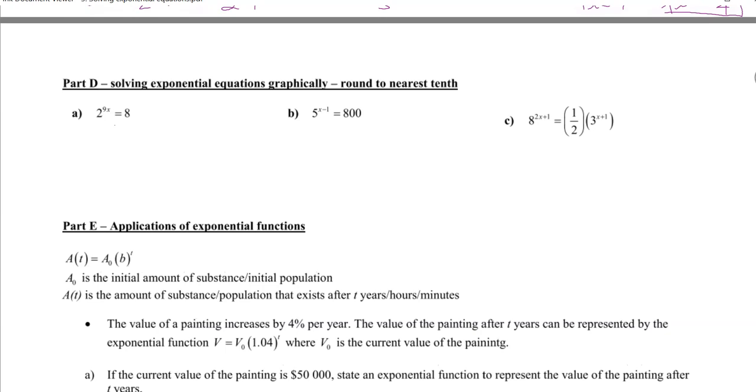Go back here. So y1 was 2 to the 9x, y2 was 8. My x window was 0 to 1 by a half. My y window was 0 to 20 by 1. My graph looked like this, and the x value, to the nearest tenth, was 0.3. Okay, it's really 1/3. It was 0.333. So as a fraction, it's just 1/3, but they just asked for the nearest tenth.